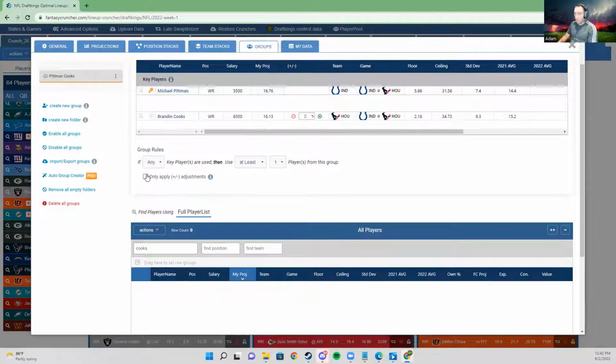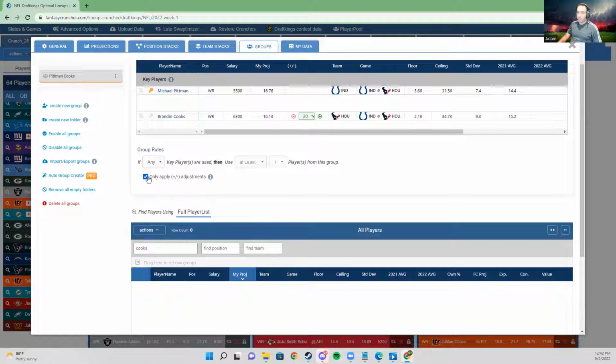We don't want to actually do that. We don't want 100% correlation. But what you can do is give them a boost. So you can say in the lineups where Pittman is used, increase Brandon Cooks' projection by a certain percentage. You can also decrease it if you wanted to have inverse correlation. And so I'm going to up this by 20%.